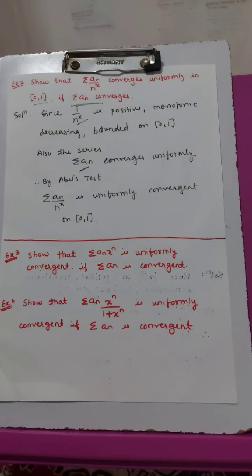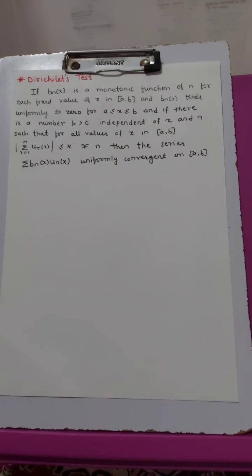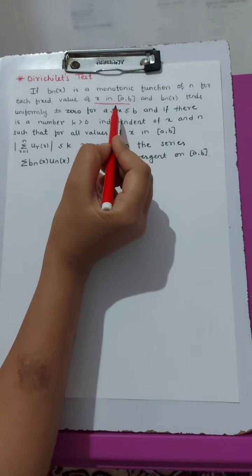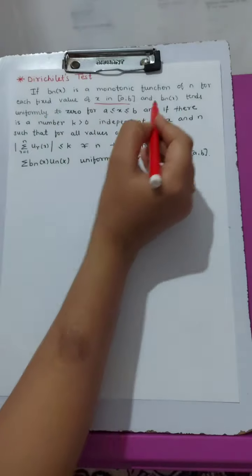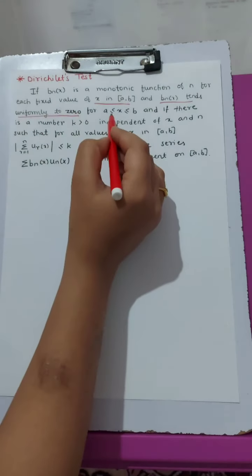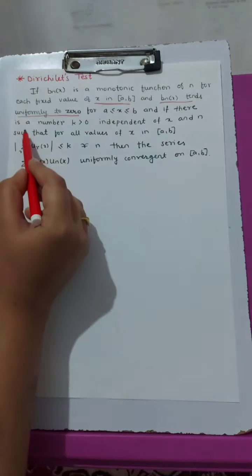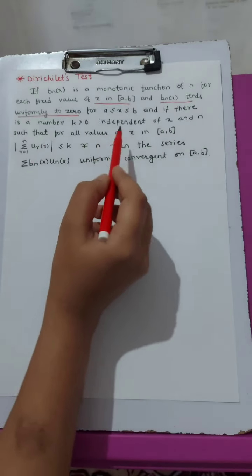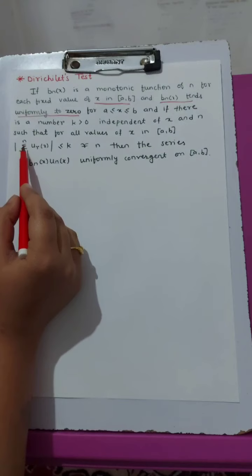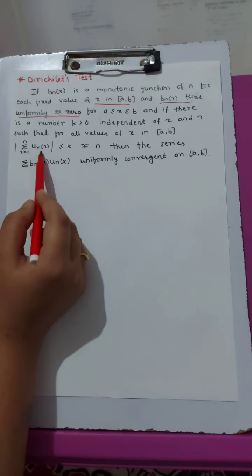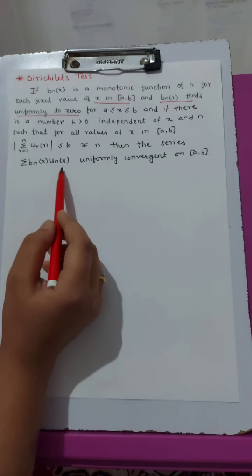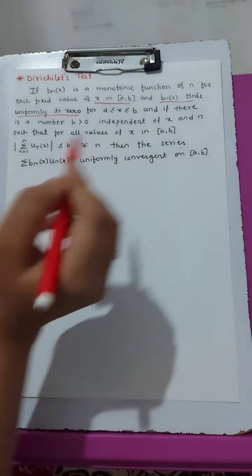Next we will move towards the Dirichlet test. The Dirichlet test states that if Bn of x is a monotonic function of n for each fixed value of x in the interval ab, and Bn of x tends uniformly to 0 for a < x < b, and if there is a number k greater than 0, independent of x and n, such that for all values of x in the interval ab, mod of summation r from 1 to n ur of x is less than k for all n, then the series summation Bn of x un of x is uniformly convergent on the interval ab.